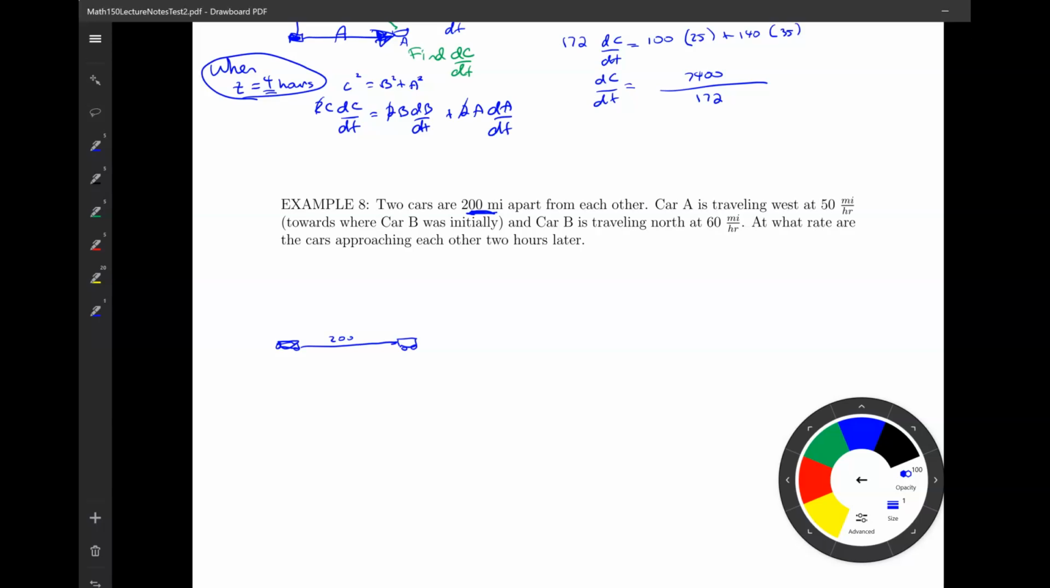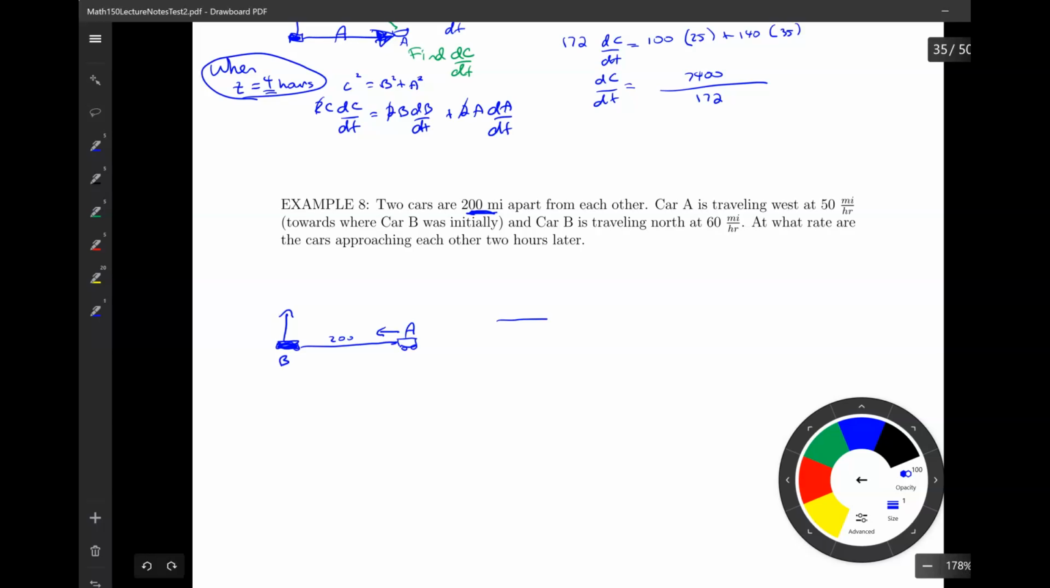Okay, so car A is traveling west towards where car B was initially. So this must be car A, because it's traveling west towards where car B was to start with. Car B is traveling north. And remember I told you to label the side lengths, not just the cars, but it is kind of good to get an idea of what's going on here.